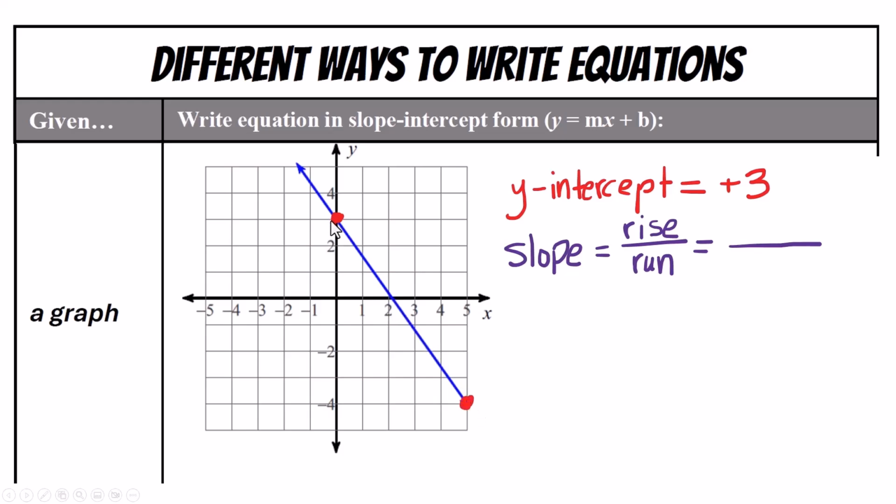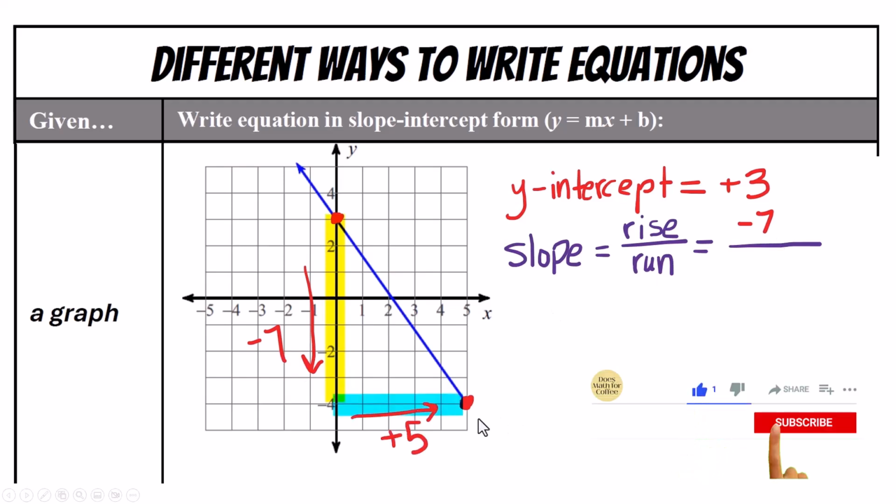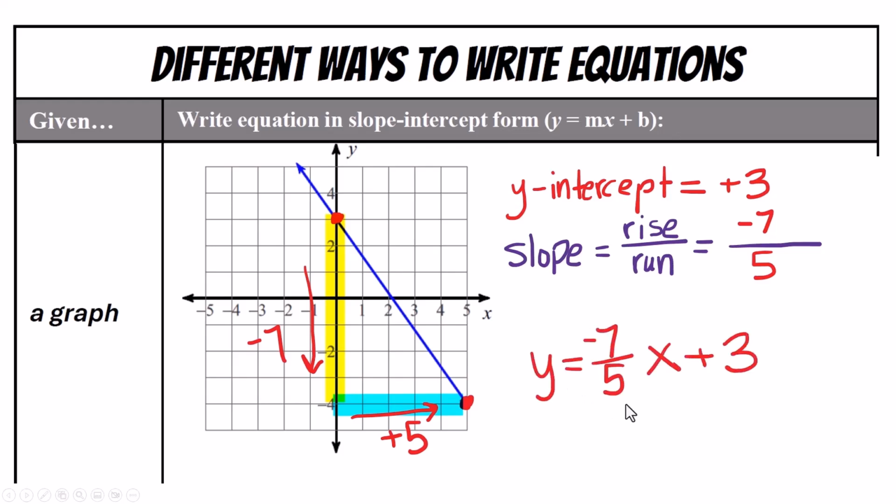Now, to get from the first point to the second point, going from left to right, I would have to drop down 7 units. That means my rise is negative, it is -7. And then I move over 5 units on my run. So my slope is -7/5. Once you have these two pieces of information, you can just write the equation. y equals -7/5 x plus 3.